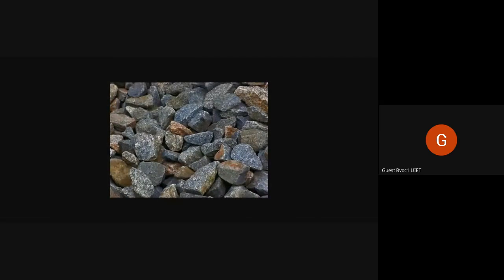This is what basalt and trap looks like. The qualities of basalt and trap are that it is hard and tough, and it is difficult to work with, and it has high compressive strength. Means if it is put under pressure, compression means putting something under pressure, then it can withstand quite high pressures.